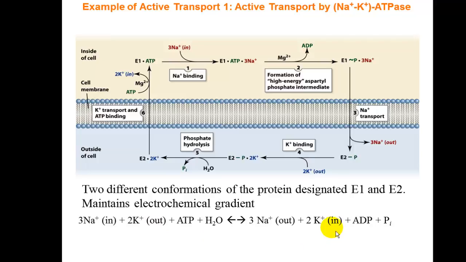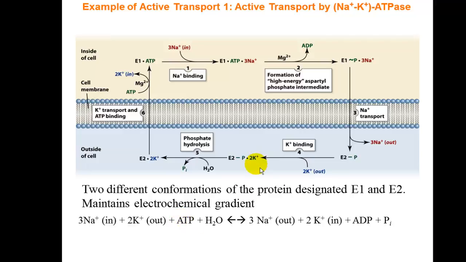It's not 3 for 3. Instead, we're pumping 3 out and we're getting 2 in. So there is a disparity of charge. We're still maintaining the electrochemical potential. We're still maintaining a charge differential. However, we're kind of keeping things off kilter here, and ATP is the energy provider to allow this to occur.